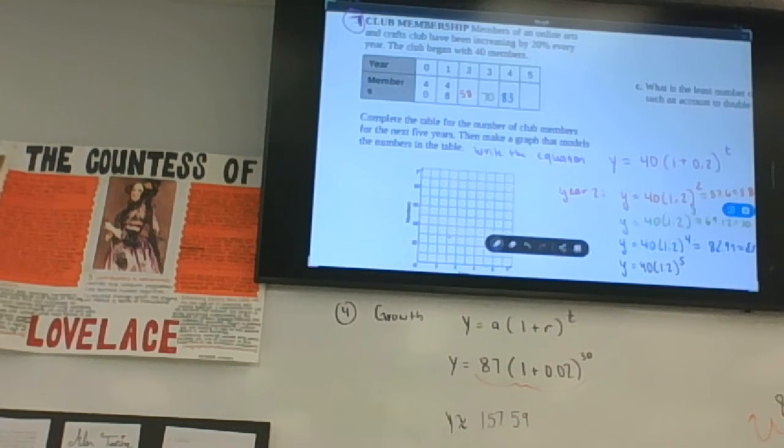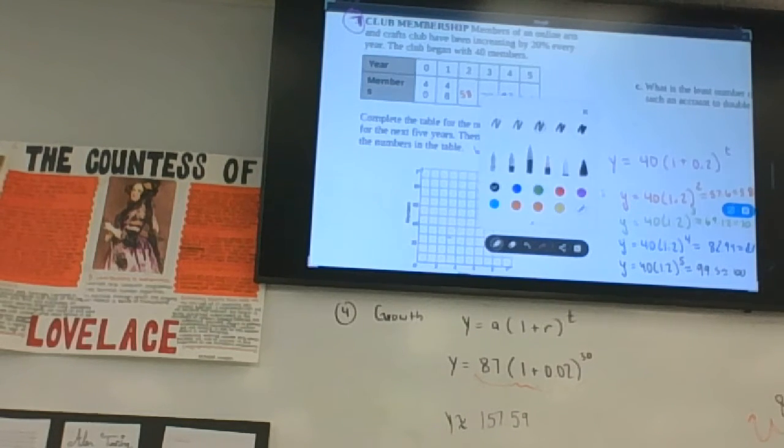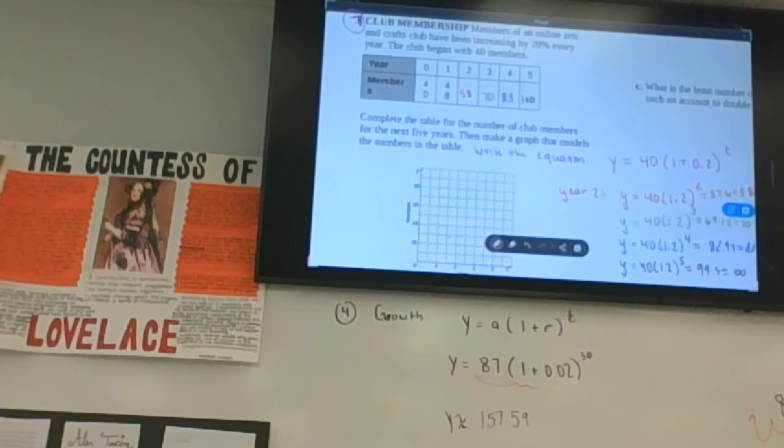I don't like how it goes up by 12 and then like 13. And then 99.5. So in year 5, the Arts and Crafts Club has 100 members. How cool. So the graph, if you do ones on the bottom and tens on the top, I don't really love it because you can't see the curve. So when you connect it, try to emphasize the curve. So year 0, they had 40. That's when they started. Year 1, 48. Year 2, 58. Up to 70. 83. And then 100. So those are your curves.